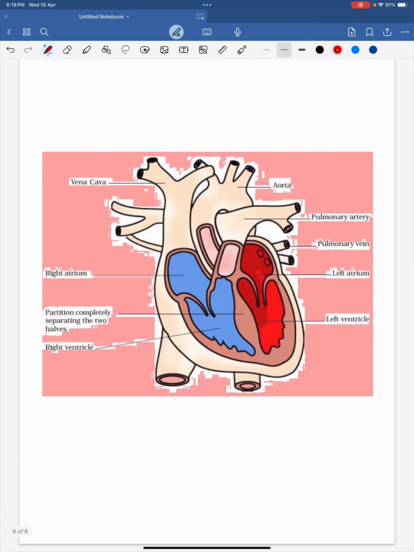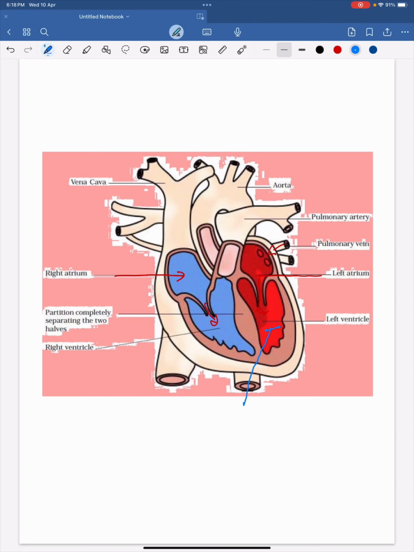Now let us learn the working of the heart. So this is a heart. So the deoxygenated blood enters the right atrium, then it is pumped into the right ventricle, and from the right ventricle it goes to the lungs, and there it gets purified, and then it comes back and enters the left atrium.